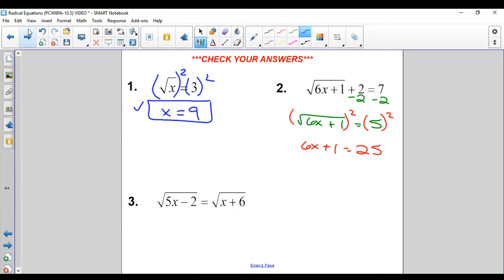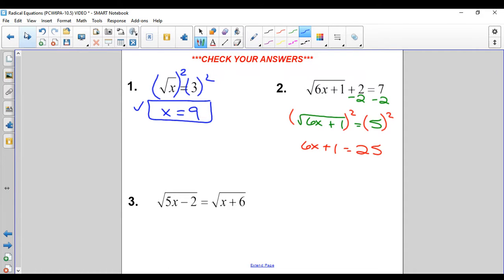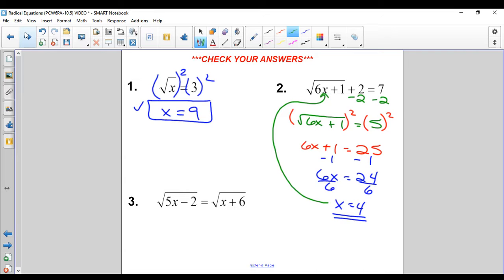And then we're on step 4 here. Solve the resulting equation. Just get x by itself. Subtract 1: 6x equals 24. Divide by 6: x equals 4. Check your answer real quick. Just make sure when you plug it in, you don't end up with a negative underneath the radical. 6 times 4 is 24 plus 1, we have 25. This answer checks out. We're okay.